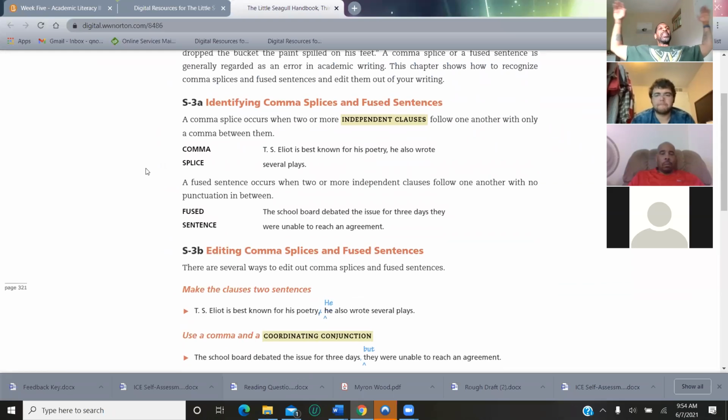Okay. So comma splice, just what I said, right? A comma splice occurs when two or more independent clauses follow one another with only a comma between them. Basically, slapping two independent clauses or two complete sentences together with the comma. Okay. T.S. Eliot is best known for his poetry. He also wrote several plays. Okay. That one you can go coordinating conjunction, but he also wrote several plays. Okay. And then a fused sentence, two independent clauses together with no punctuation.